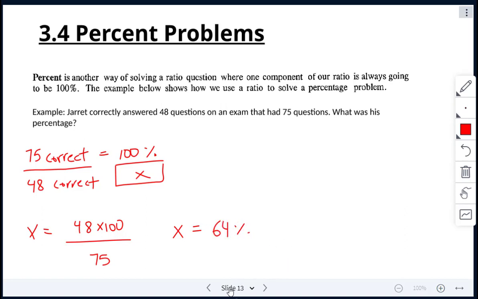All right, and you probably already know how to do this other ways. So for example, you already know that you could just go 48 divided by 75, multiply it by 100, just directly like this to also give you your 64%.